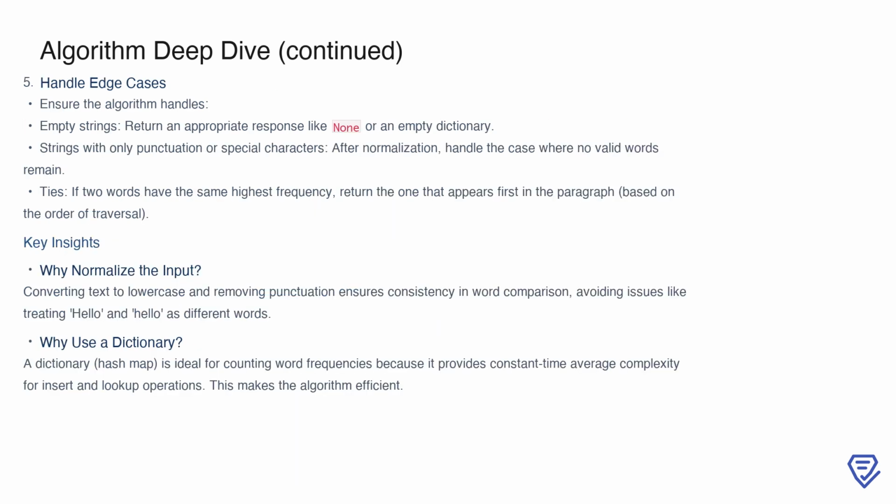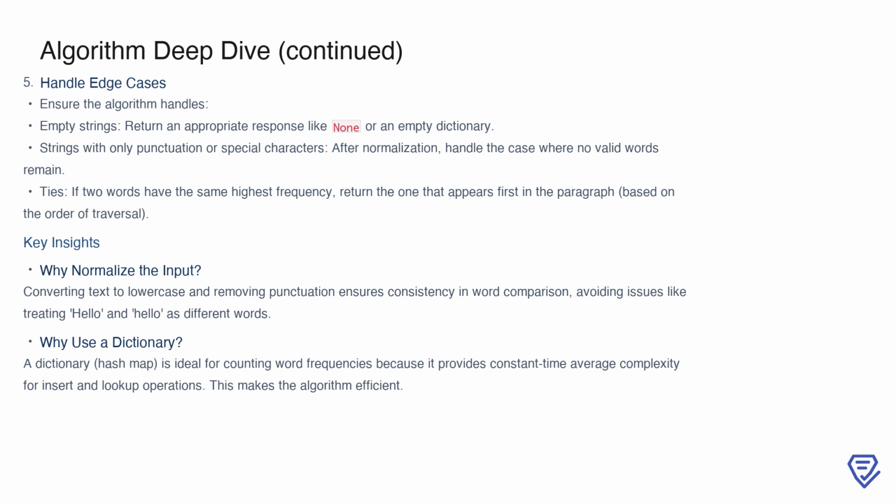It's important to anticipate edge cases to ensure the algorithm works reliably. For example, if the input is an empty string, the algorithm should return an appropriate response, such as None or an empty dictionary. Similarly, if the paragraph contains only punctuation or special characters, normalization might result in no valid words, and this case should also be handled gracefully. Another key edge case is when two or more words have the same highest frequency. In such scenarios, the algorithm should return the word that appears first in the paragraph based on the order of traversal.